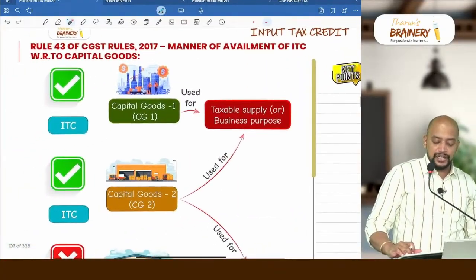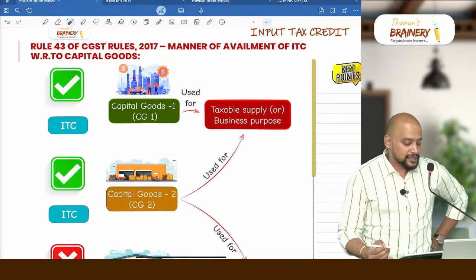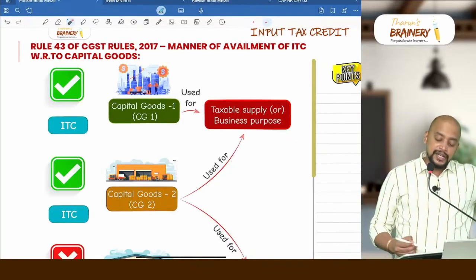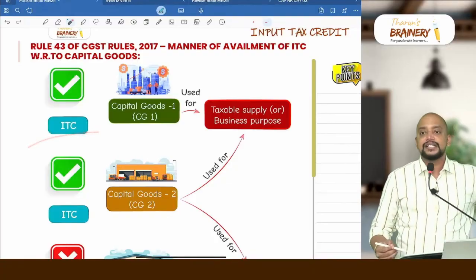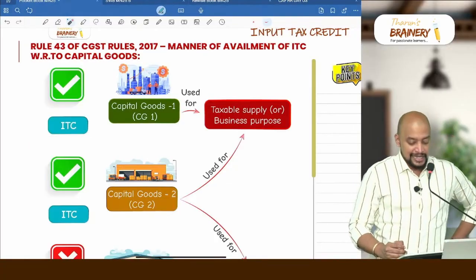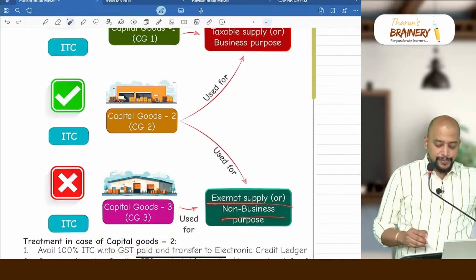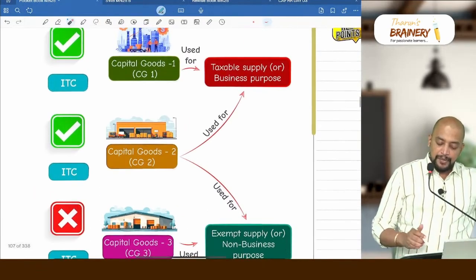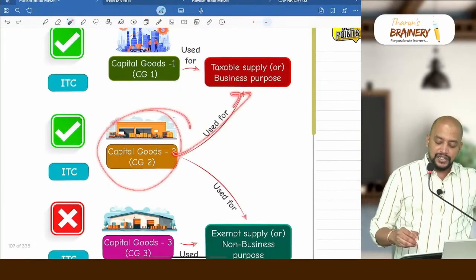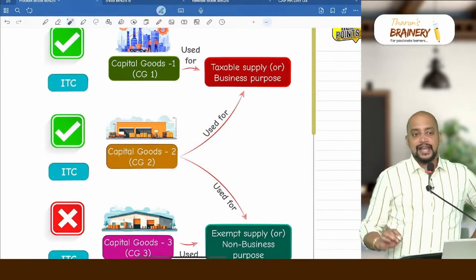Then rule 43. Rule 43 is the manner of availment of ITC with respect to capital goods. I am purchasing some capital goods which are exclusively used for taxable supply or business purpose. Can I take ITC with respect to these capital goods? Yes. I am purchasing some capital goods which are used for exempted or non-business purpose. I cannot take ITC with respect to these capital goods. If I am buying some capital goods which are partly used for taxable and partly used for exempted, I can take ITC, but full ITC I cannot enjoy.